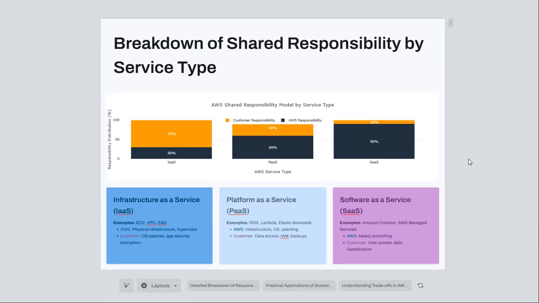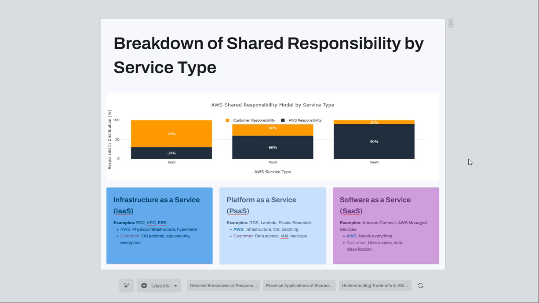Here is a breakdown of shared responsibility by service type. So IaaS: what is IaaS? Infrastructure as a service. And what is PaaS? Platform as a service. And what is SaaS? Software as a service.